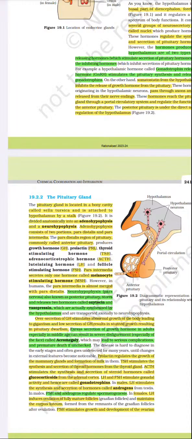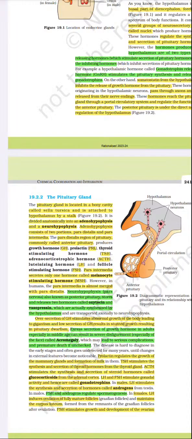The disease is hard to diagnose in the earlier stage and often goes undetected for many years until changes in external features become noticeable. Prolactin regulates the growth of the mammary glands and formation of milk. TSH, thyroid stimulating hormone, stimulates the synthesis and secretion of thyroid hormones from the thyroid gland. ACTH stimulates the synthesis and secretion of steroid hormones called glucocorticoids from the adrenal cortex.